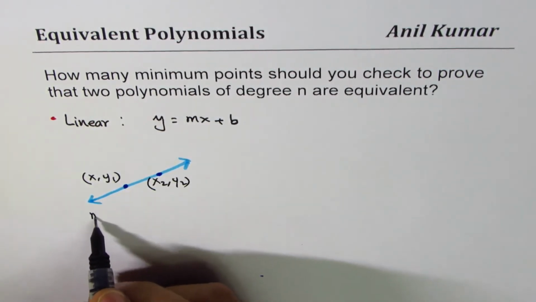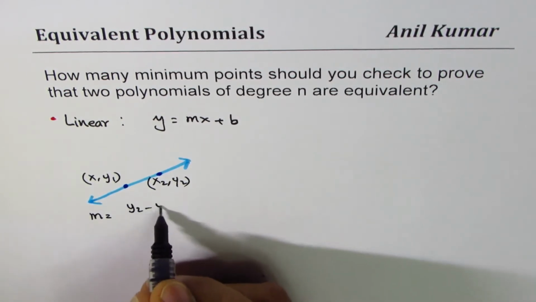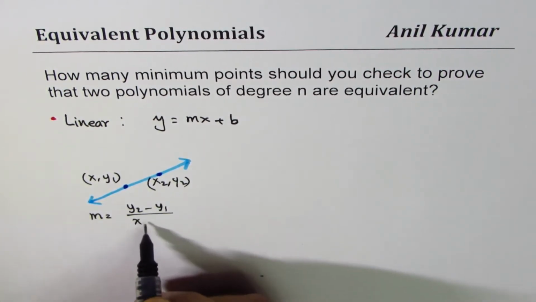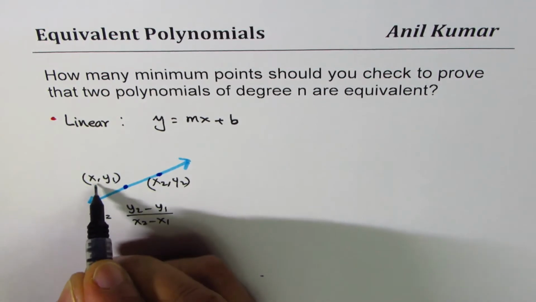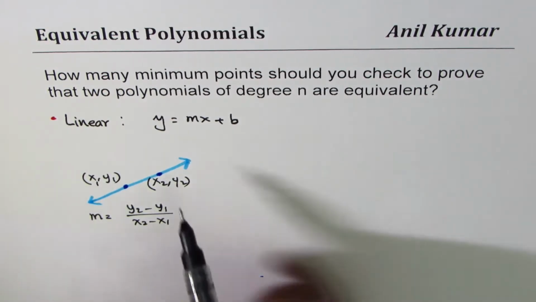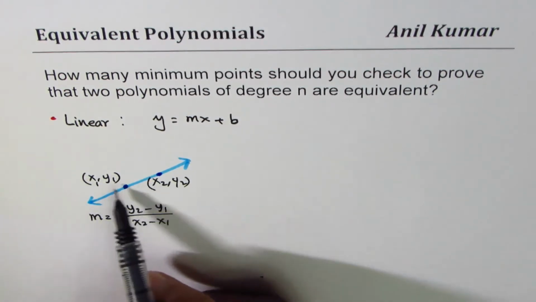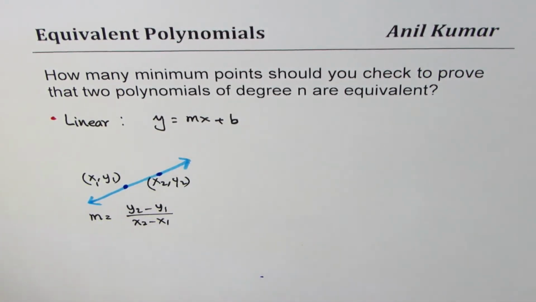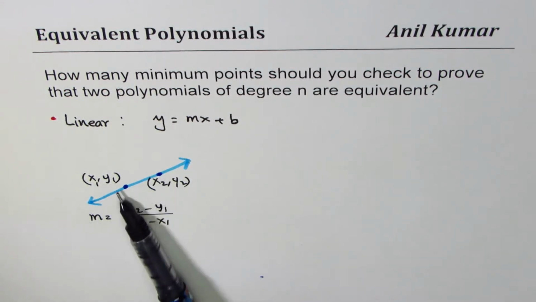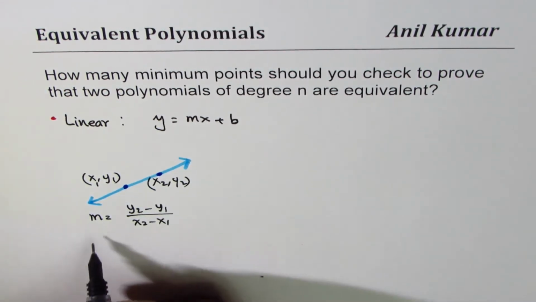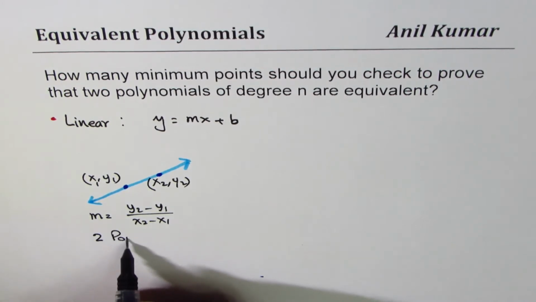Then we know slope m is y2 minus y1 divided by x2 minus x1, right? So we get a unique slope. Once we get the slope, we could use any one of these points to get the equation. So the important criteria to define a line is 2 points, right? So we have 2 points.